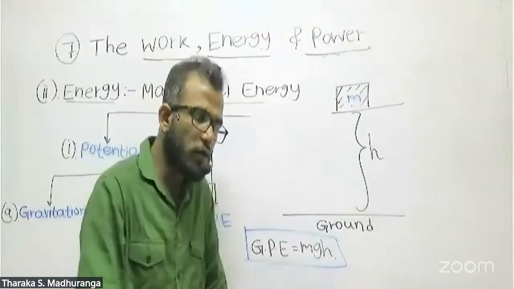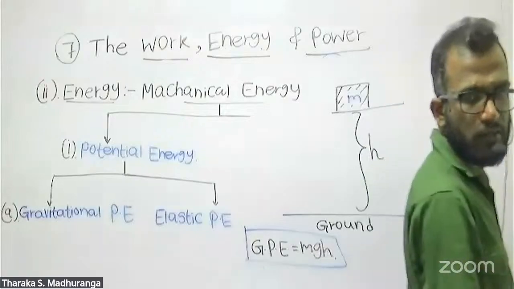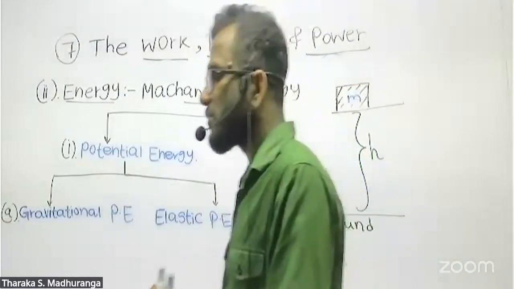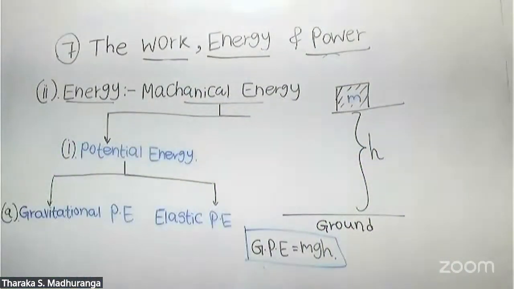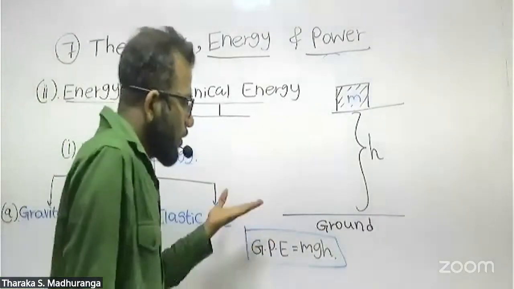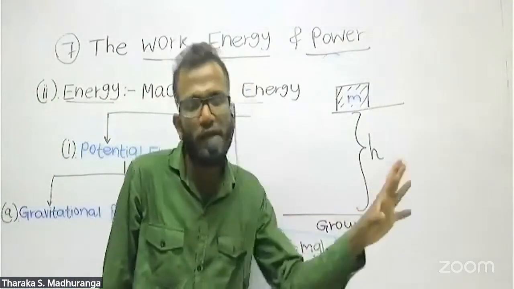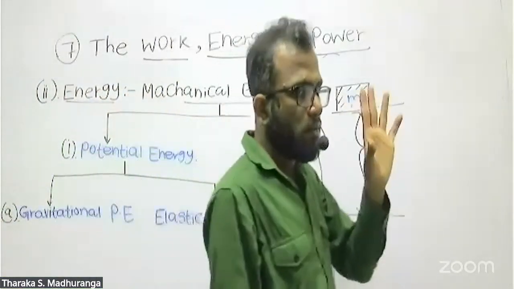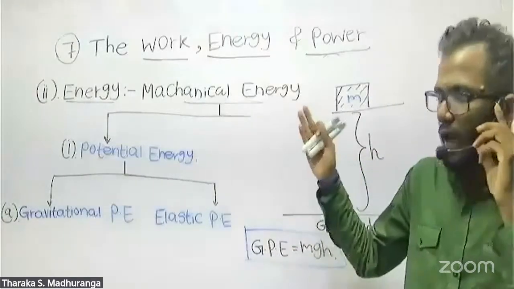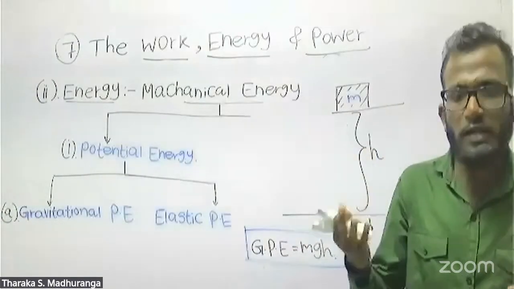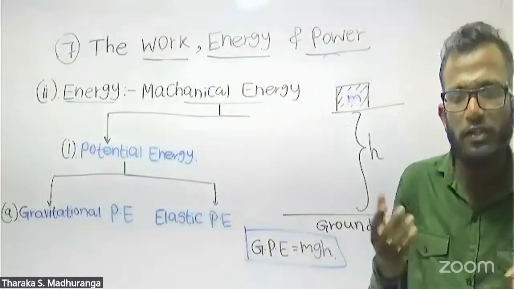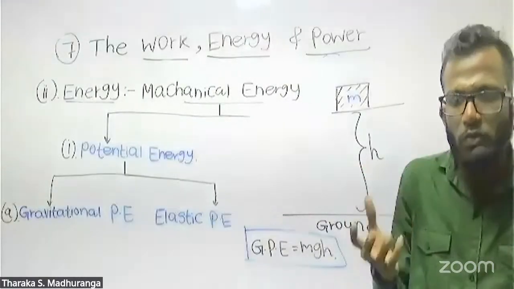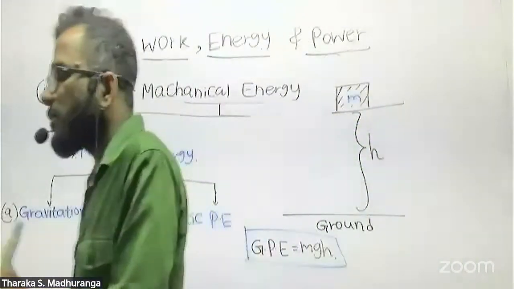The unit is joule, same as work. The work unit is also joule. The gravitational potential energy unit is also joule, because I told you, for all energy types the unit is joule. Sound energy, light energy, or heat energy as well. We have not discussed heat yet, but in heat, energy is measured in joule. All energy types we measure by joule.